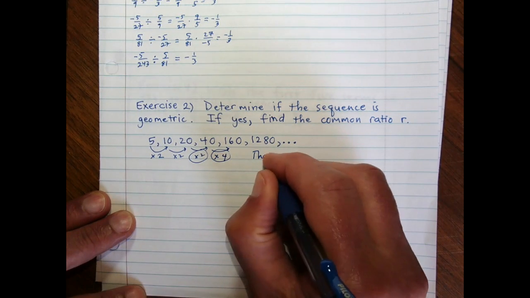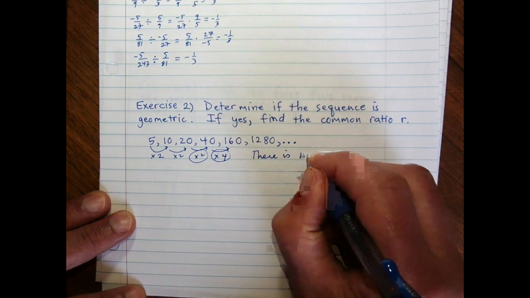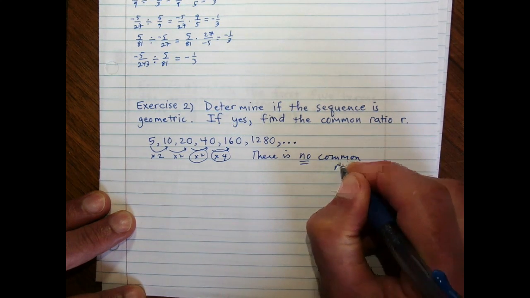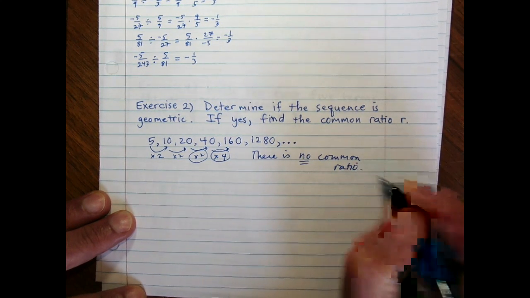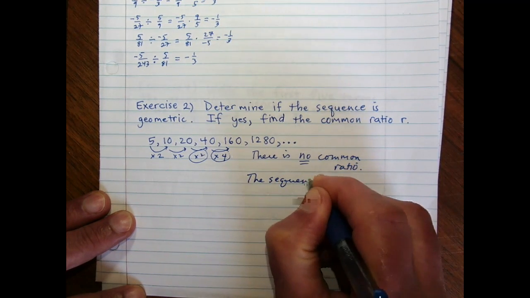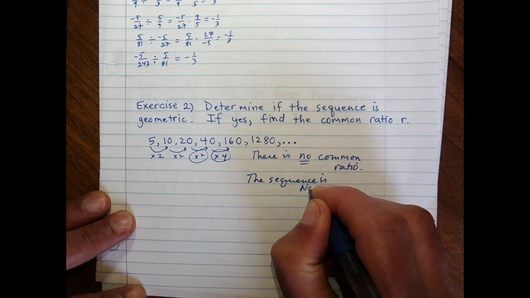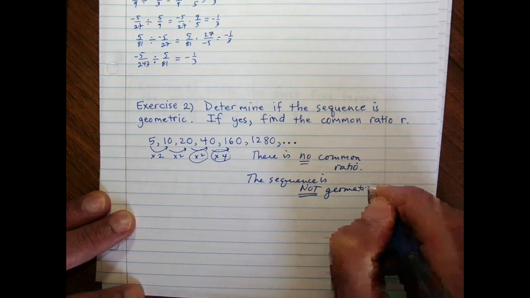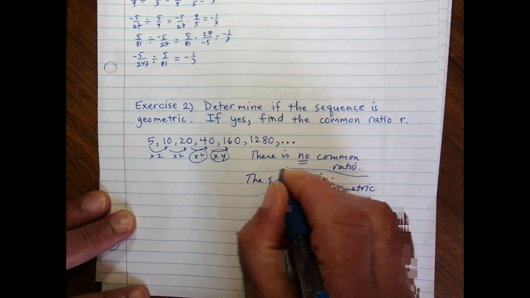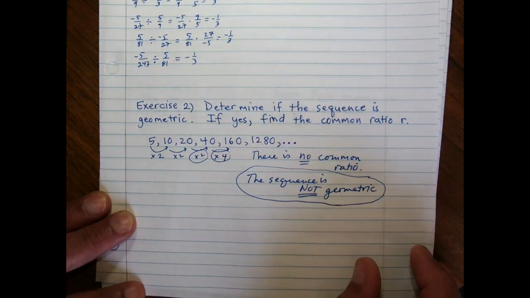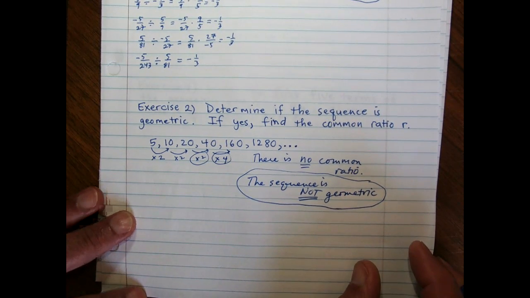So there is no common ratio. The sequence is not geometric. And again, if it's no, that's all we have to say once we verified that we don't have a common ratio down the line.